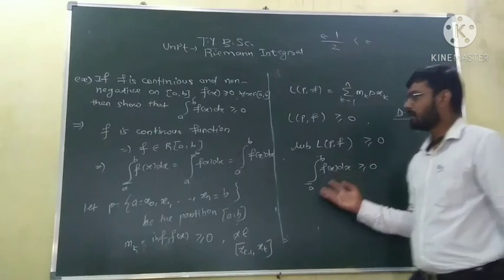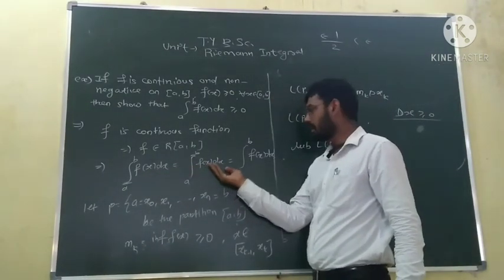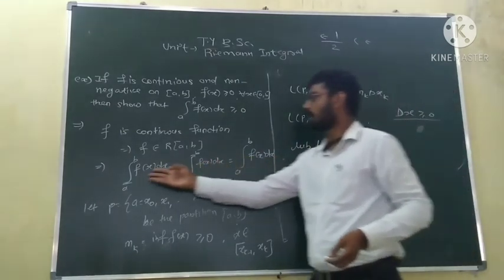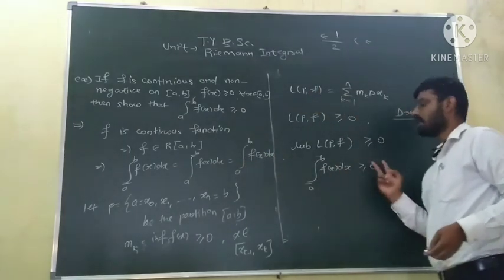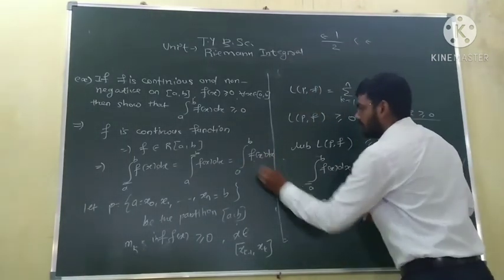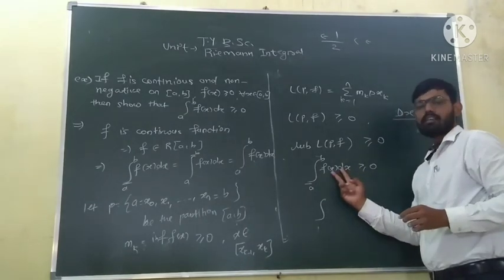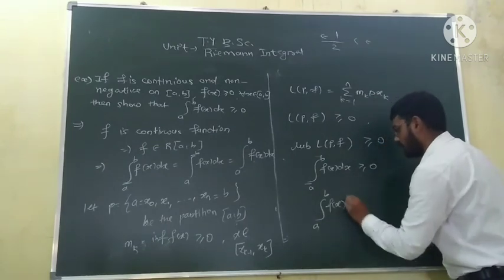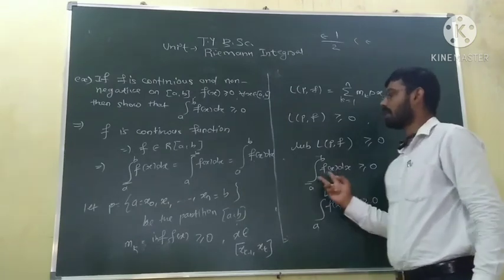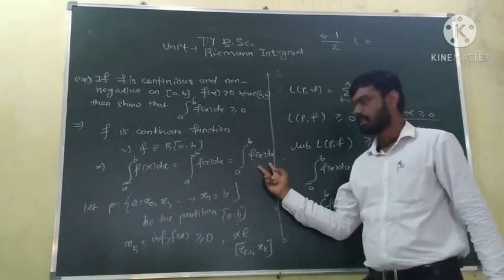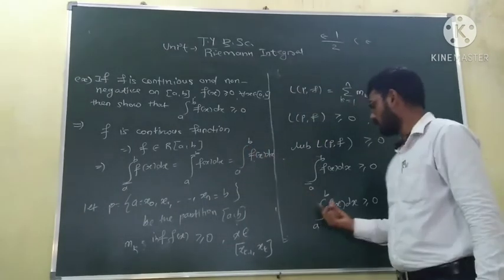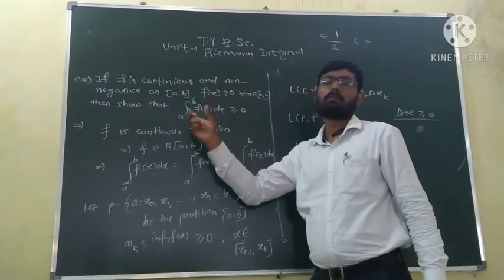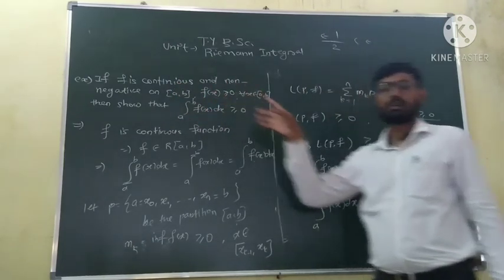But the function is Riemann integrable, so the lower integral is equal to the upper integral, which is the value of the integration. So since the lower integral is equal to the upper integral, which is equal to the integral, and the lower integral is greater than or equal to 0, this integral is also greater than or equal to 0. The integral of the function from a to b must be greater than or equal to 0. So if the function is greater than or equal to 0 and continuous on the bounded interval [a, b], the Riemann integral is also greater than or equal to 0.